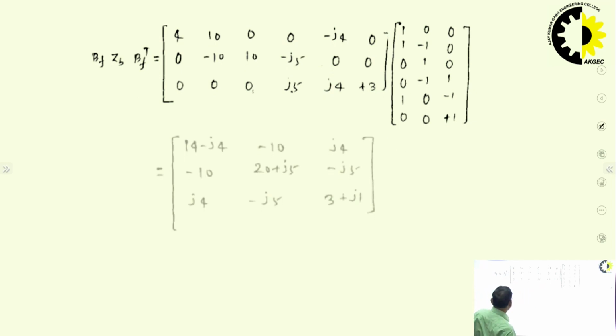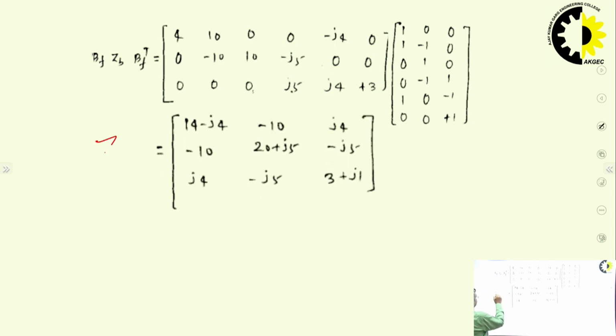So we get ZL. This is the loop impedance matrix. In the question, just the loop impedance matrix has been asked, so we just finished here. If we have the loop equations, then we go for VL equal to ZL IL. We can obtain all these loop currents.